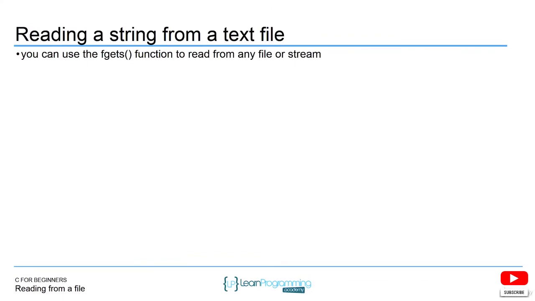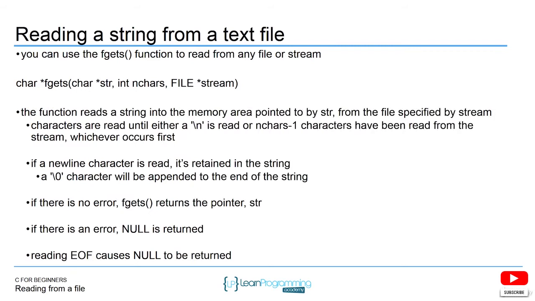You can use the fgets function to read from any file or stream. This will read a string. It takes a character string as the first parameter, the number of characters you want to read, and then the actual file pointer. So this function is going to read a string in the memory area pointed to by str. So you have to actually pass in the buffer where the data is going to be stored. And that's a pointer, so you'd have to allocate memory for it. And then it's going to read from the file specified as the third parameter, which is the file pointer.